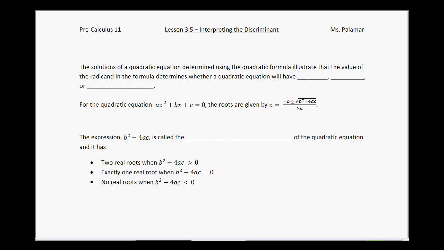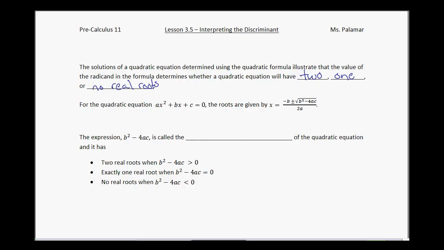Welcome to Lesson 3.5, Interpreting the Discriminant. The solutions of a quadratic equation determined using the quadratic formula illustrate that the value of the radicand in the formula determines whether a quadratic will have 2, 1, or no real roots.